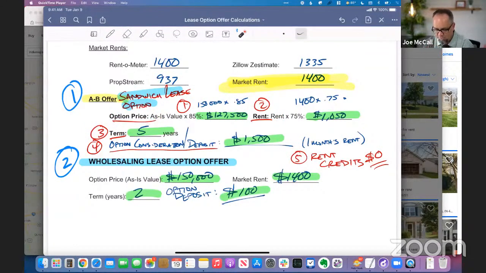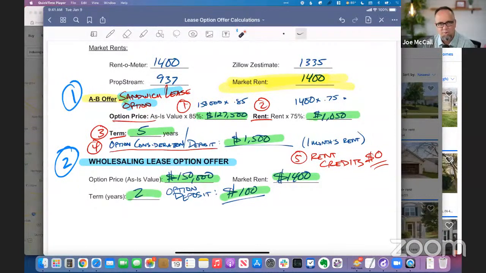Now, I usually present the sandwich lease option offer first to the seller because that's where you're going to make the most money. On the next page, I'll show you how much money we would make on this deal. You're going to make 30 something grand on this, right? If they say no to that, then I'll do the wholesaling lease option. But remember how we calculate the option price. We take the as is value times 85%. Now, maybe you could do 90% if it's a hot market, but no more than that.